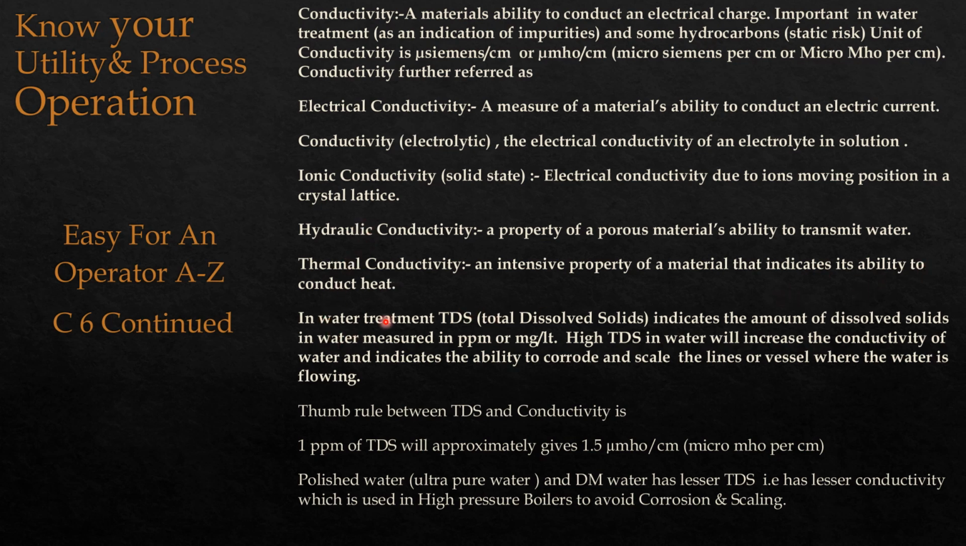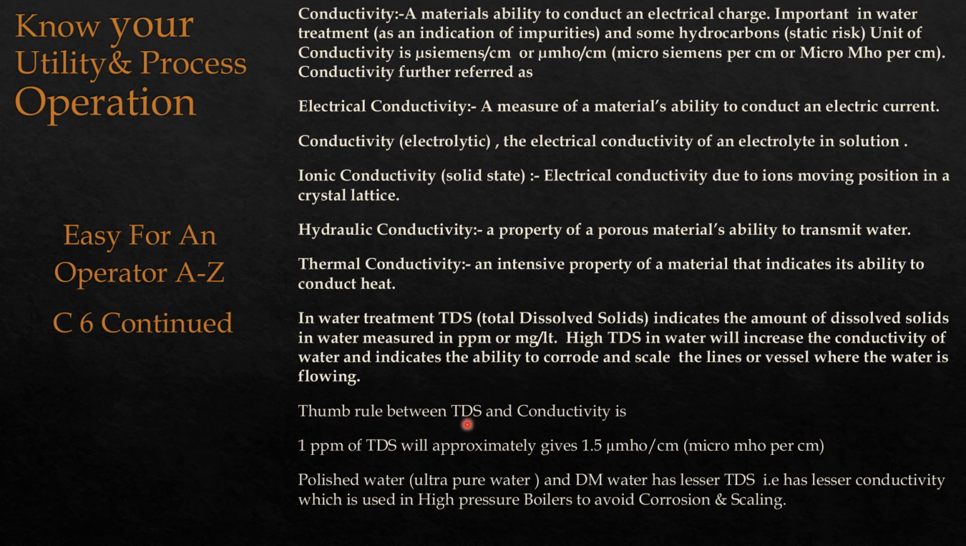Now we can see about conductivity in water treatment. In water treatment, TDS, that is total dissolved solids, indicates the amount of dissolved solids in water, measured in ppm or parts per million, or milligram per liter. High TDS in water will increase the conductivity of water and indicates the ability to corrode and scale the lines or vessel where the water is flowing.